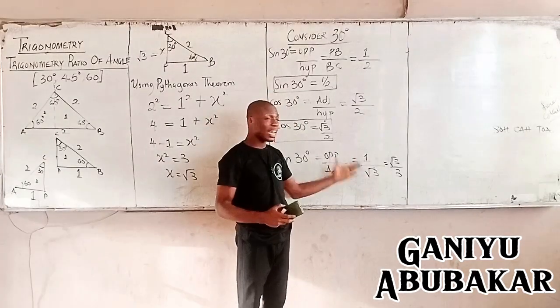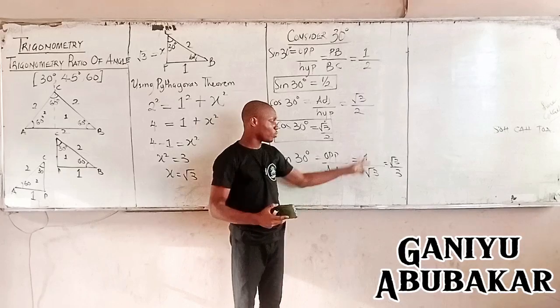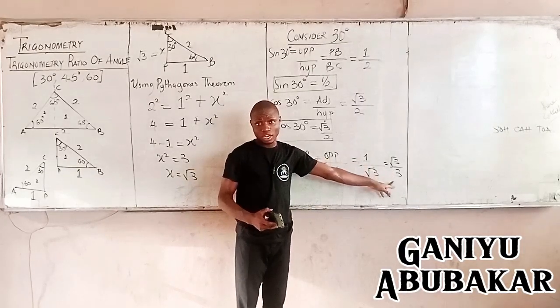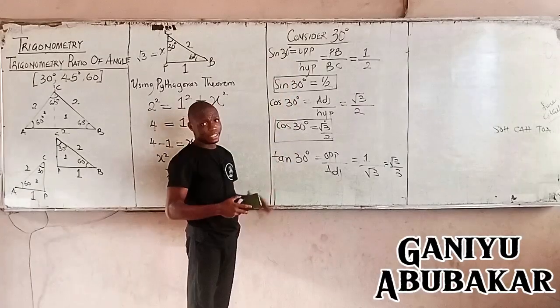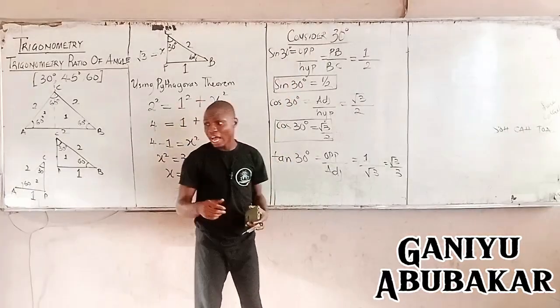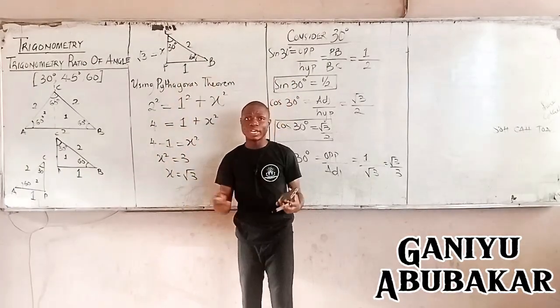So the idea is that you rationalize. After rationalizing 1 over root 3, I'll have root 3 over 3, as you can see. This is when we consider angle 30. Let's consider angle 60 degrees, and let's see what we get.